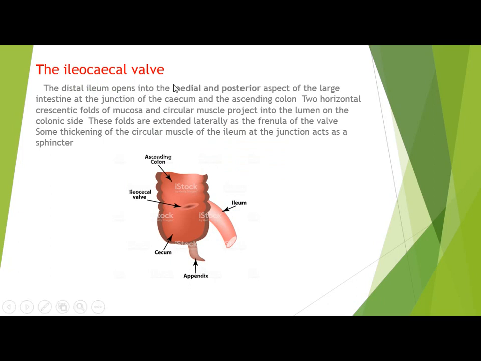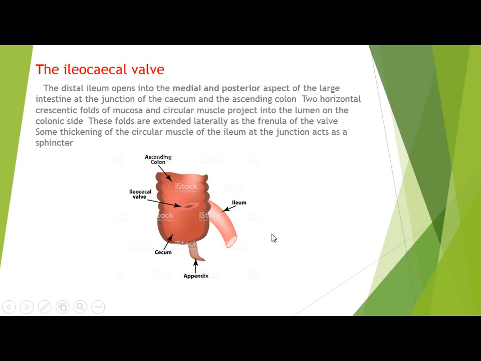The ileocecal valve. The distal ileum opens into the medial and posterior aspect of the large intestine at the junction of the caecum with the ascending colon. Below this valve is the caecum, and above it is the ascending colon. Two horizontal crescentic folds of the mucosa and circular muscle project into the lumen. These two folds form the frenula of the valve, and the circular muscle acts as a sphincter. Just like the lips of a mouth, two frenula.